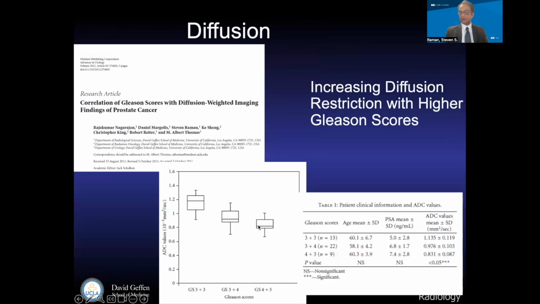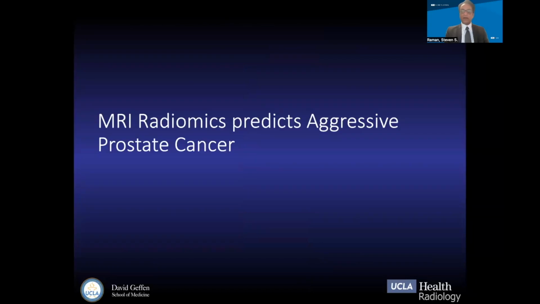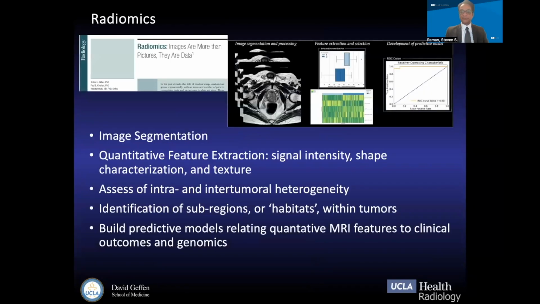And that's been known for now a long time. We've recently shown that decreasing ADC on diffusion-weighted images and increasing perfusion parameters correlate and help us find cribriform and intraductal carcinomas as well.